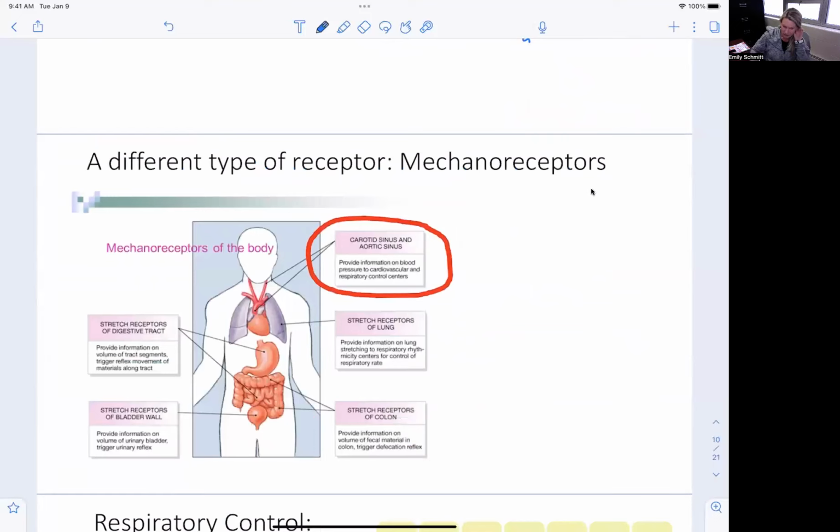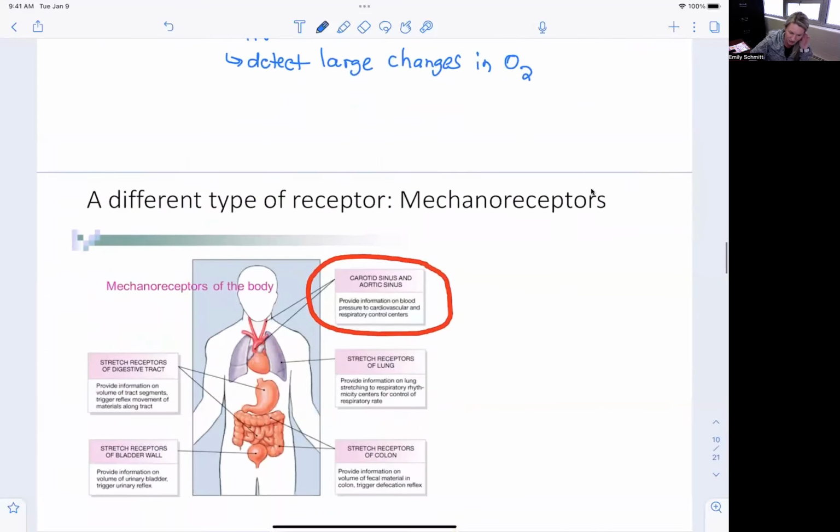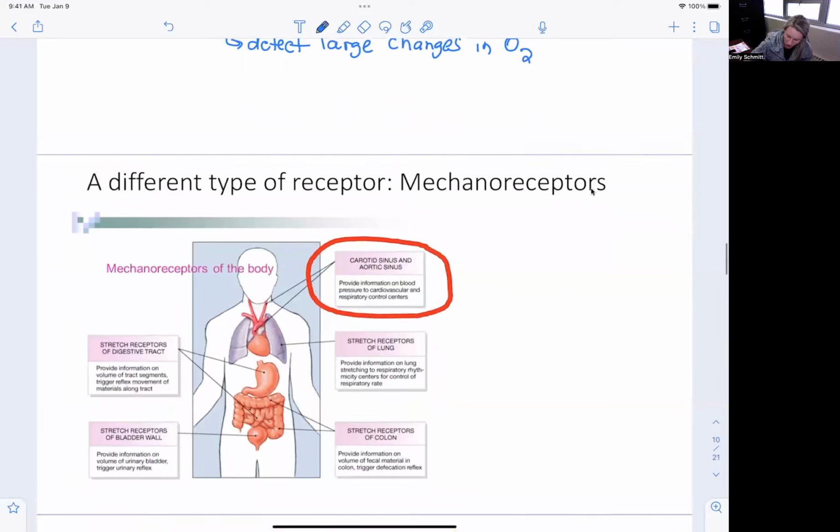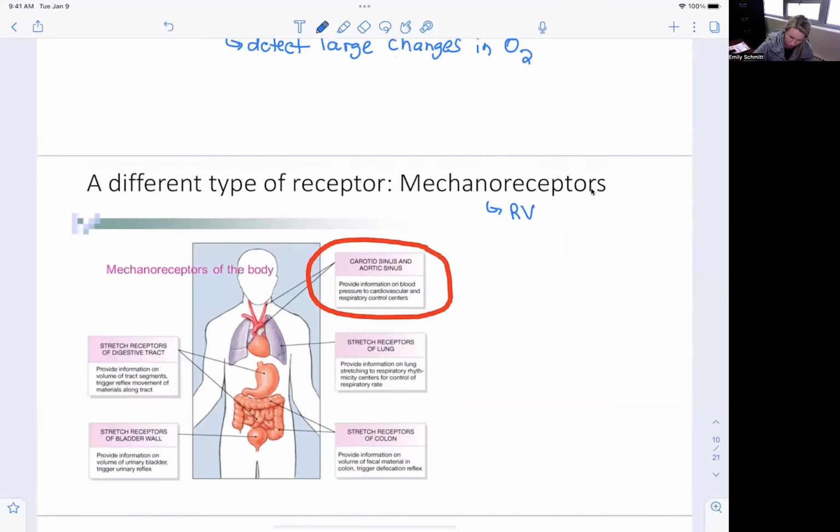So a different type of receptor is the mechanoreceptor. And this can also be found in the right ventricle. And this will send afferent information back to the respiratory control center. And the point of this is to increase cardiac output. So we'll learn in the next lecture that cardiac output is stroke volume times heart rate. So really what we're talking about with mechanoreceptors is they are providing information on blood pressure and cardiovascular respiratory control centers to really help us with our breathing.